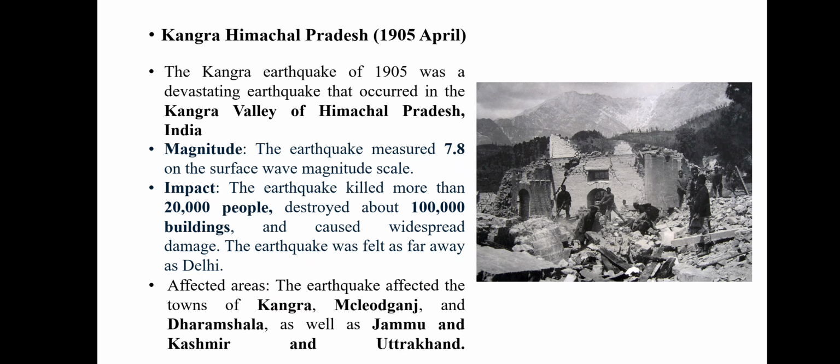Kangra, Himachal Pradesh earthquake, April 1905. This earthquake happened in the Kangra Valley of Himachal Pradesh, India. The magnitude of the earthquake was 7.8 on the surface wave magnitude scale. The earthquake killed more than 20,000 people, destroyed about 1 lakh buildings, and caused widespread damage. It was felt as far away as Delhi. Affected areas were Kangra, McLeodganj, and Dharmshala, as well as Jammu and Kashmir and Uttarakhand.